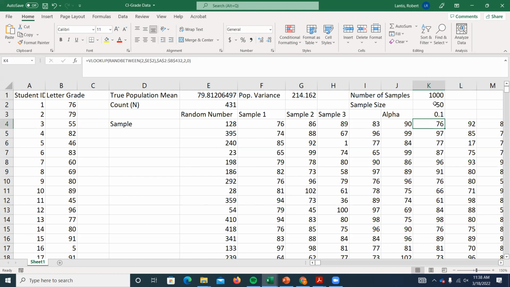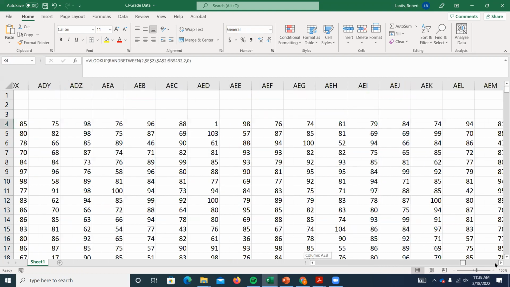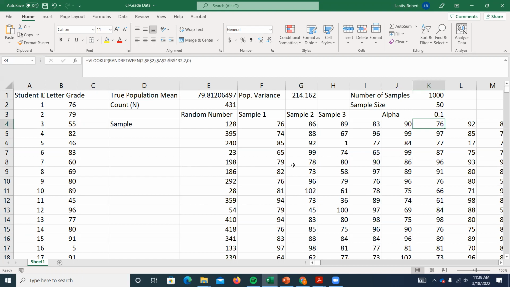I've got samples of size 50, and I took 1,000 random samples. Notice here, I've got 1,000 different columns, which represent 1,000 different random samples that I took from some population data. So I have the population data and I have sample data all in one. I'm kind of cheating here, right? Because I have the population data. I didn't need to take a sample, but to prove this to myself, I did.